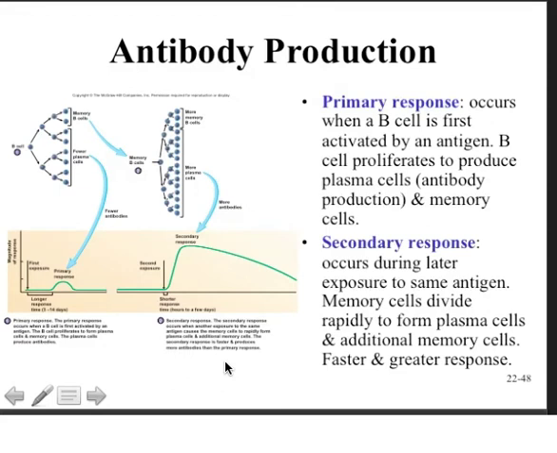The secondary response occurs during later exposure to the same antigen. These memory cells are basically a standing army ready to generate plasma cells and additional memory cells the second time that exact same strain of pathogen shows up. The result is that we generate much more antibody much more quickly. We neutralize the pathogen, and the result is essentially no chance to generate disease.